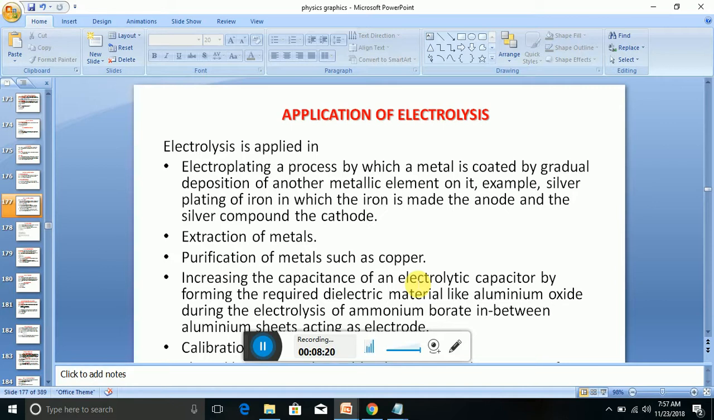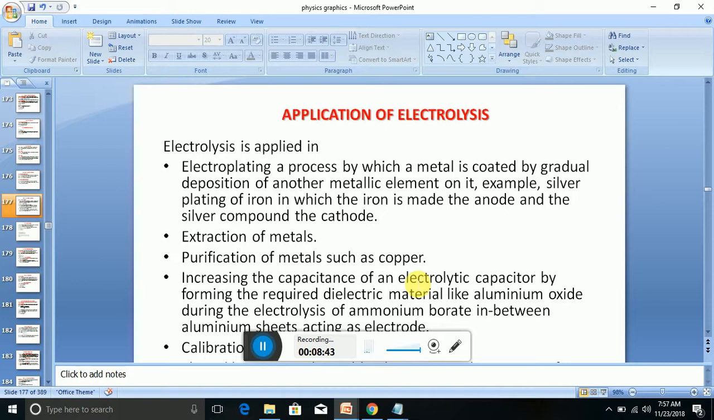So JAM or WAEC or any exam is going to ask you which of the following is not a use of electrolysis. You should be able to find out that electroplating is one of the uses, extraction of metals is one of the uses of electrolysis, and purification of metals such as copper is also one of the uses of electrolysis.